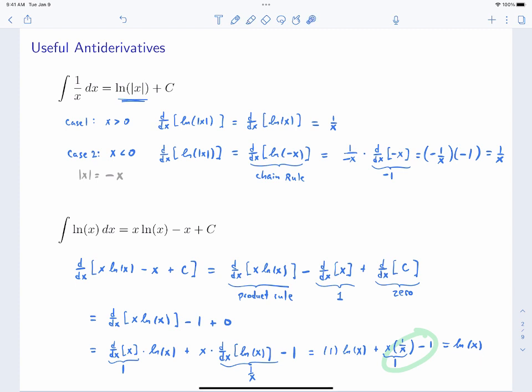And therefore, we've established that the derivative of x ln of x minus x plus c is in fact ln of x. So what does that mean? The antiderivative of ln of x is x times ln of x minus x plus c, the constant of integration.